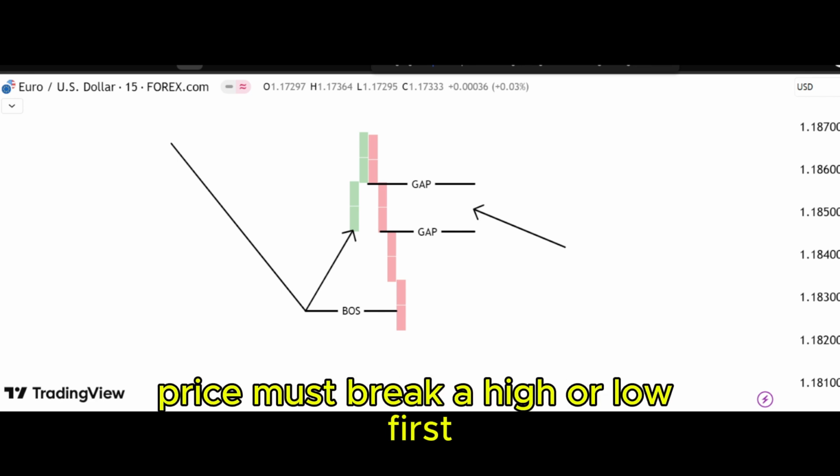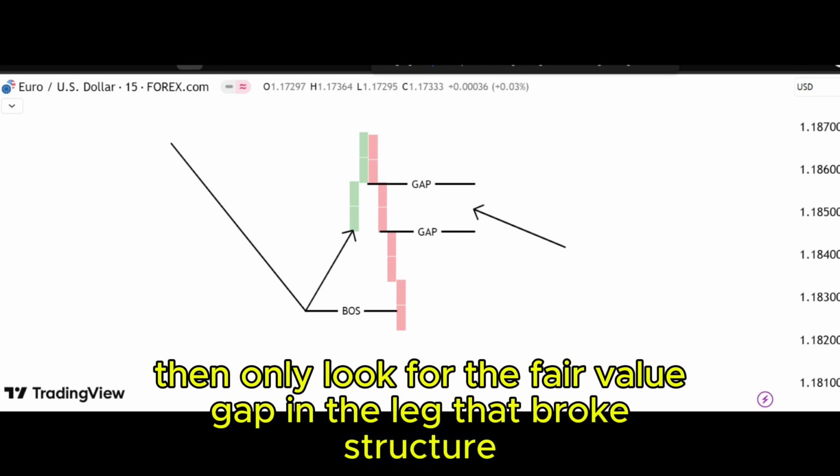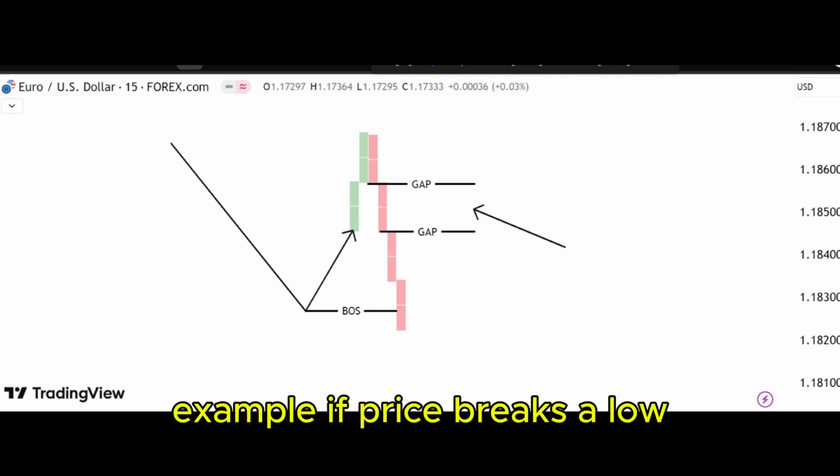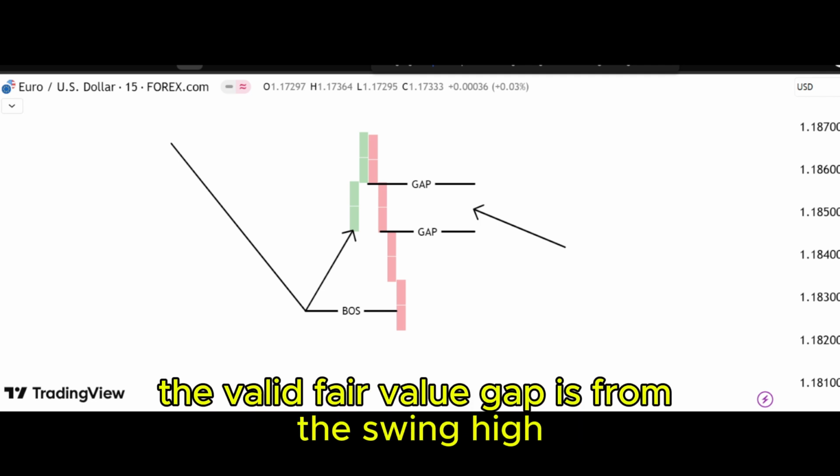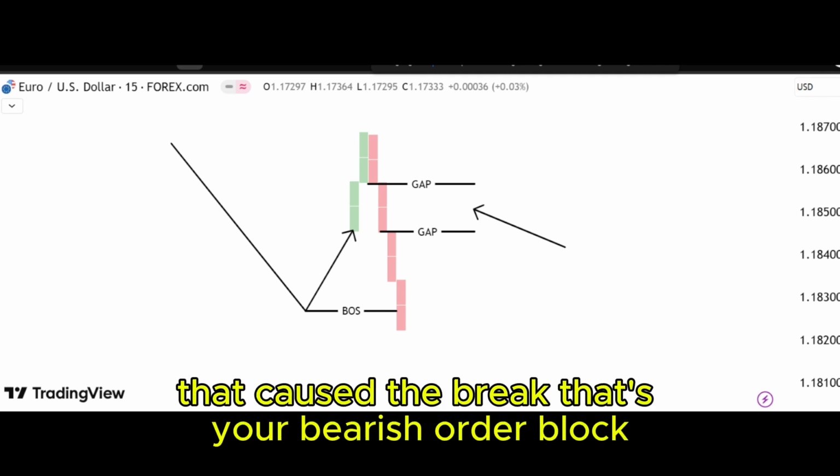Price must break a high or low first, then only look for the fair value gap in the leg that broke structure. Example, if price breaks a low, break of structure down, the valid fair value gap is from the swing high that caused the break. That's your bearish order block.